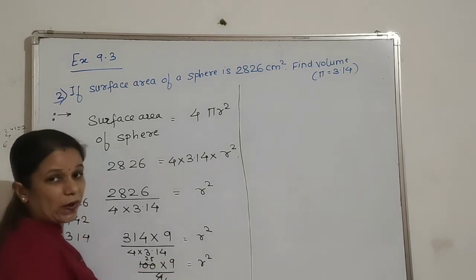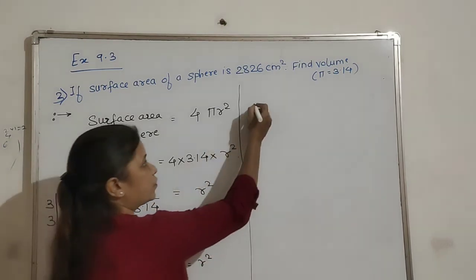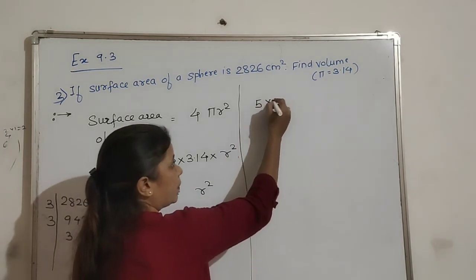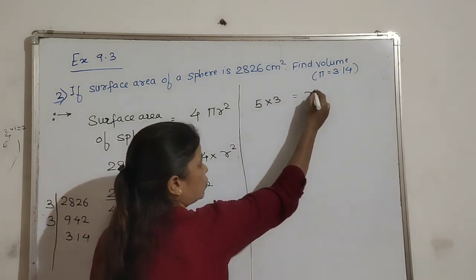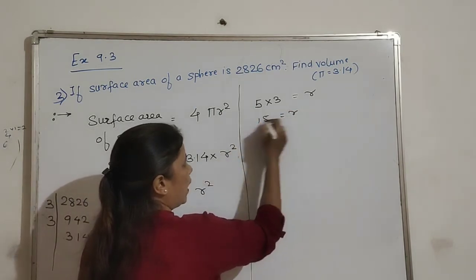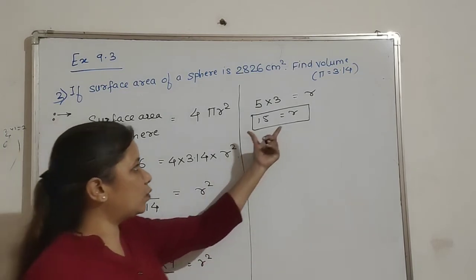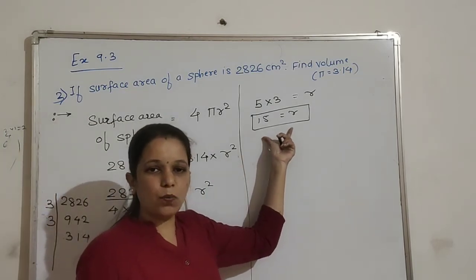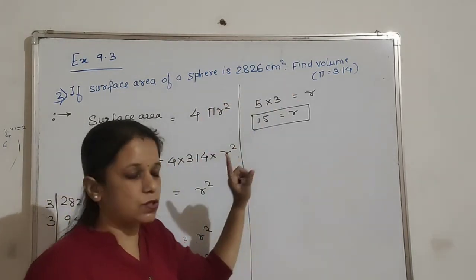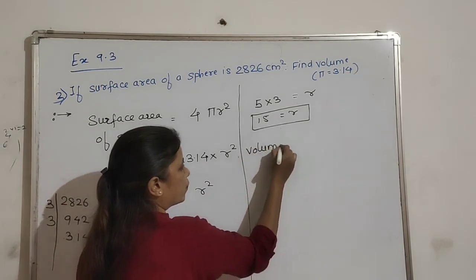This is square, so we need to take the square root. Square root of 25 is 5. Square root of 9 is 3, is equal to square root of r square is r. So 15 equal to r. So from the first formula we have come to radius as r is equal to 15 centimeter. So unit for radius will be centimeter. Now we need to calculate volume.